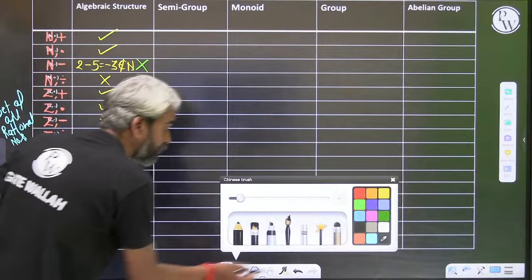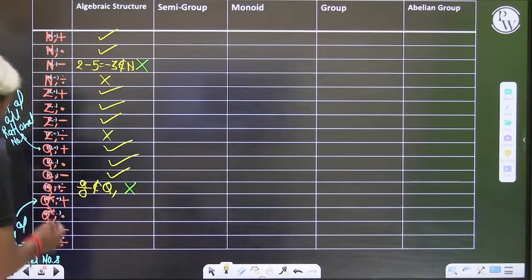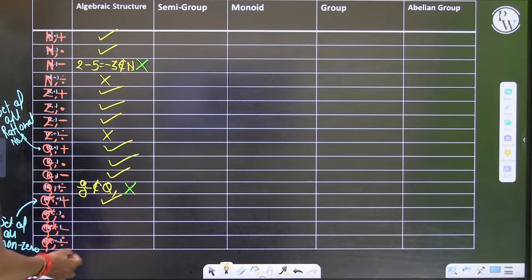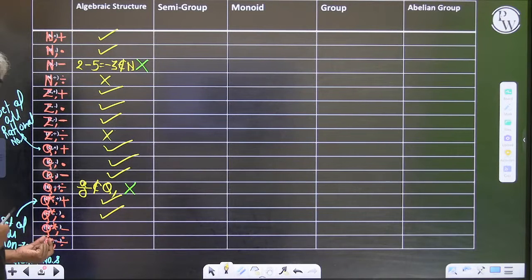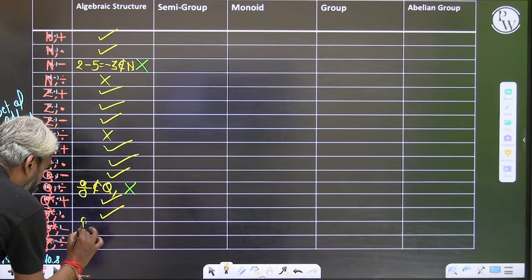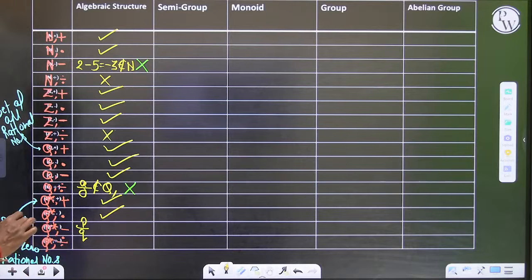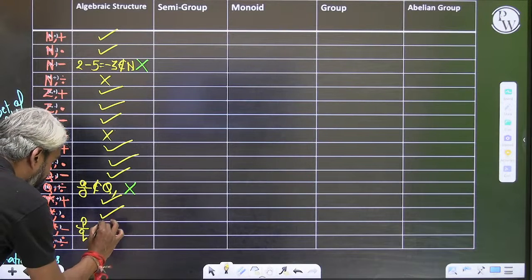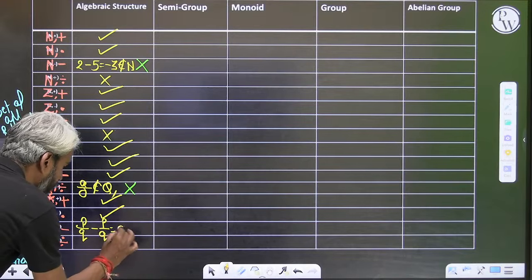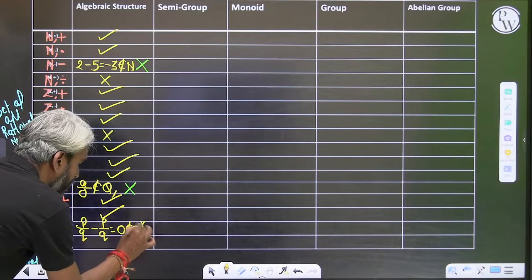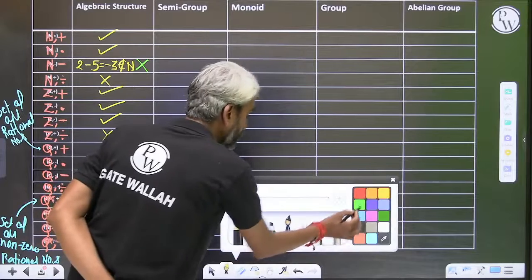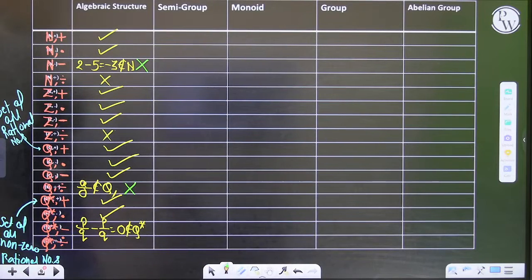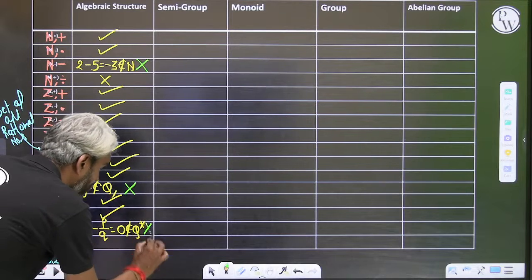Now what? So set of all non-zero rational numbers. Take any two non-zero rational numbers, add them, and the result will also be a non-zero rational number. Take any two non-zero rational numbers, multiply them, and the result will also be a non-zero rational number. Take any two non-zero rational numbers and subtract them. Will it be closed? No, sir. Why? If you take one rational number p by q, and we are saying all rational numbers, then if I perform p by q minus p by q, it will be 0, which does not belong to the set of all non-zero rational numbers. I have said 0 is not present in the set. So p by q minus p by q will be 0, which is not present in the set. Therefore, it is not closed.